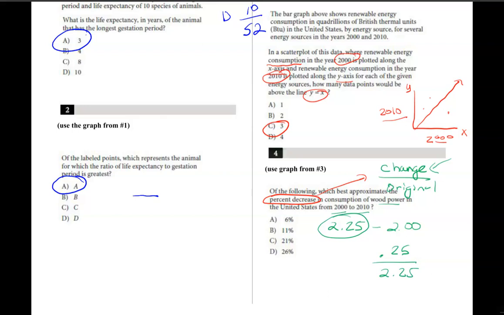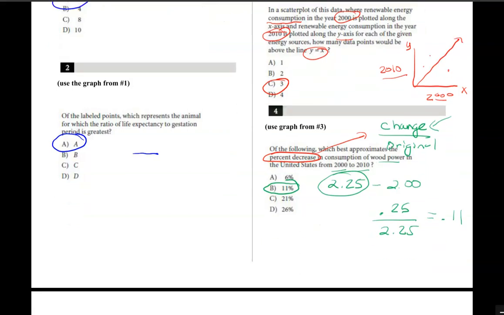And so when I divide those two out, it's going to be a little bit smaller than 1/10, so about 1/9 it looks like. So correct answer here is 11%, B. If you divide those out, you'll get 0.11 roughly.